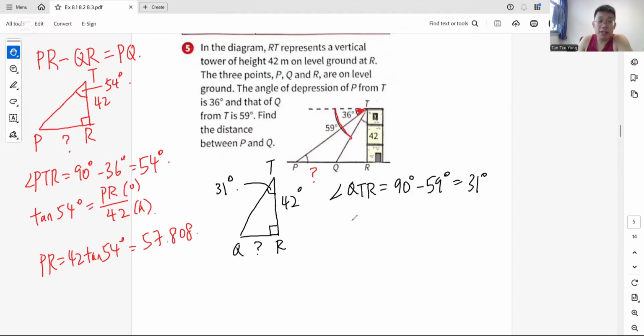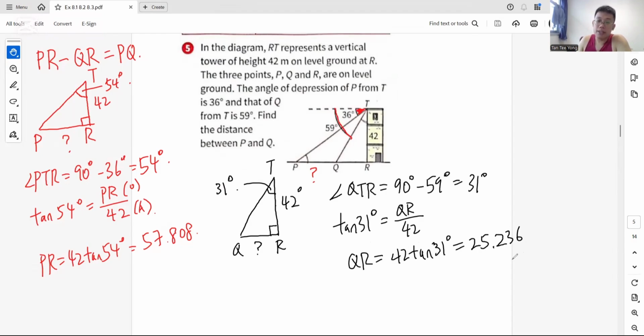All right, same thing, tangent. We're going to use SOH CAH TOA. Tangent 31 degrees equals QR over 42. So QR equals 42 times tangent 31 degrees, and this will give us 25.236.